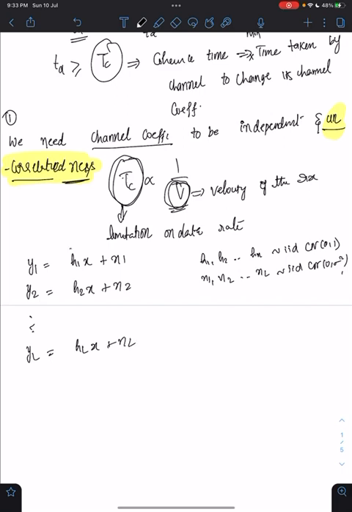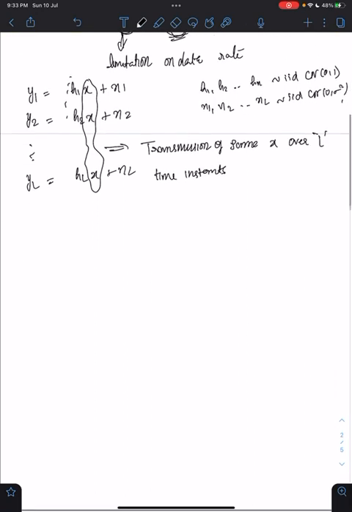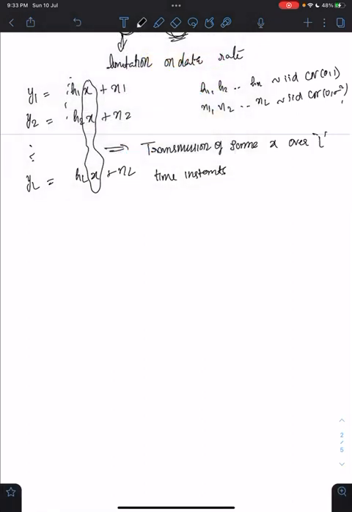So basically we are transmitting the same x over L time instances. So first of all, what do we do now? This is the first question. To answer that, we jump straight into the ML detector. And one more important thing we need to make sure here is that Y1, Y2, up to YL are also independent.